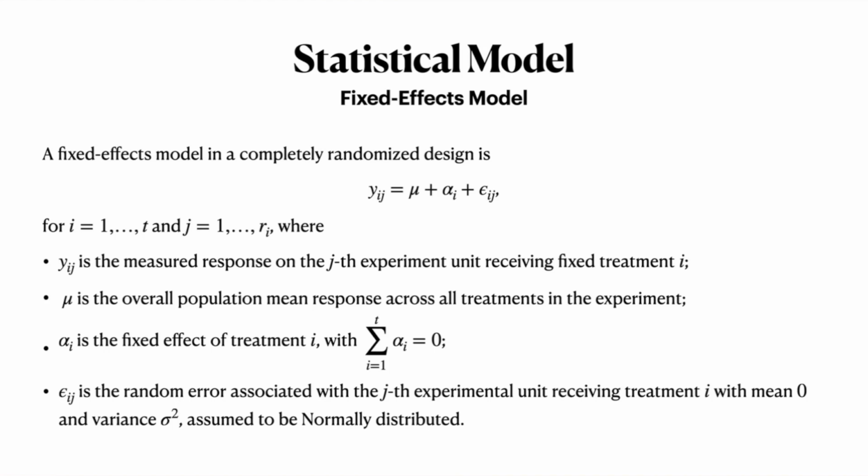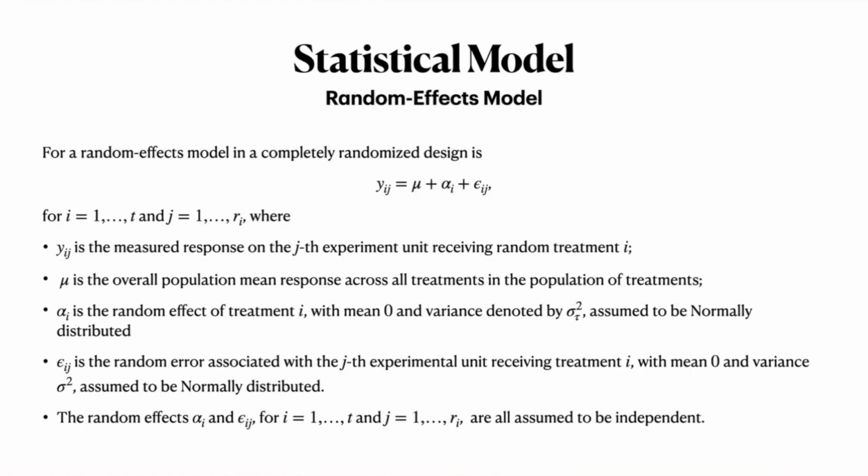Alpha sub i is the fixed effect of treatment i, and because these fixed effects are measured as deviations from the overall population mean response, they add up to 0. And then finally, epsilon sub ij is the random error associated with the jth experimental unit receiving treatment i, and these error terms have mean 0 and a variance which we will denote by sigma squared, and the error terms are assumed to be normally distributed.